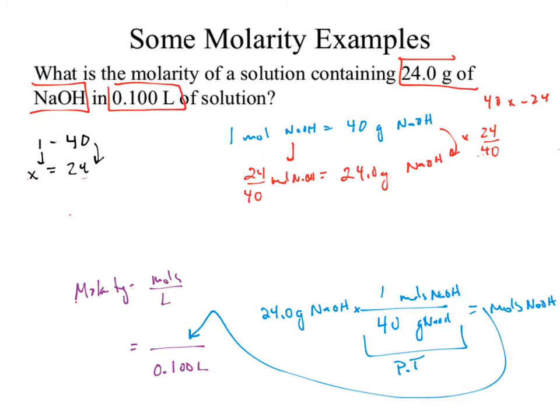Last one I want to throw out there. One option again with the bottom one, we went through and solved for the moles of sodium hydroxide. Well, I know I need to divide by the liters, so divide by 0.110 liters. Mathematically, if you enter that into the calculator, is that what you're going to get? Would that be right? 24 times 40 equals a number divided by 0.1. That would be your answer, right?